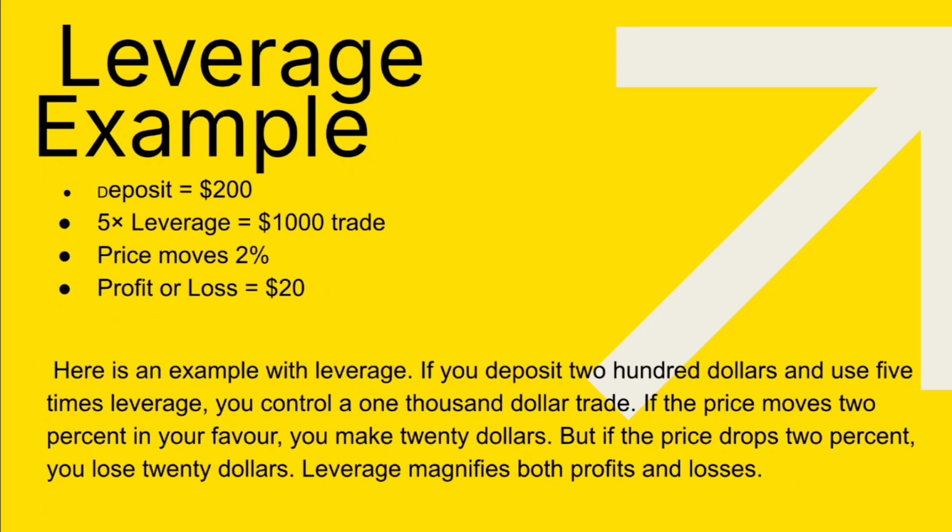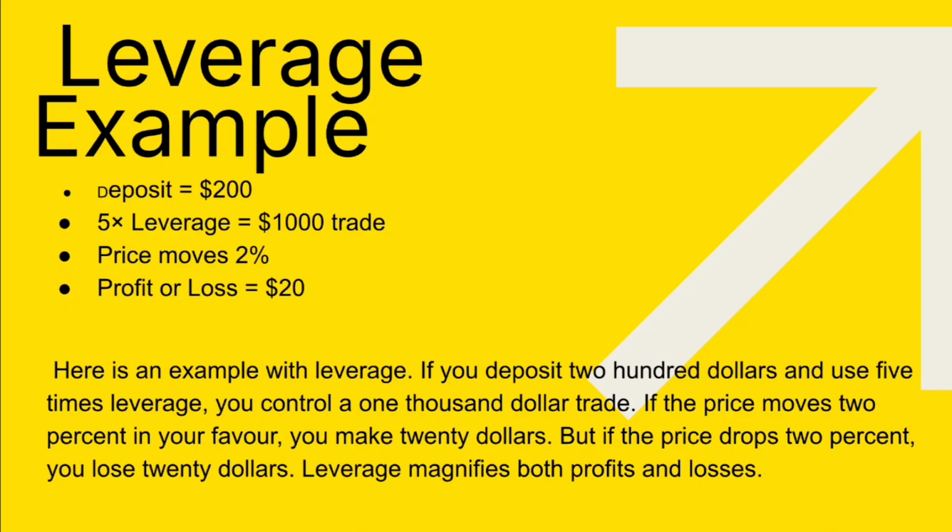Now here's an example of how leverage works. If you were to deposit $200 and have 5 times leverage, you would be opening a $1,000 trade. If the price was to move just 2%, it would go up by $20.